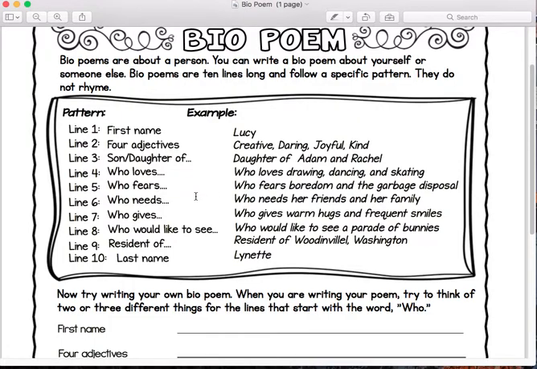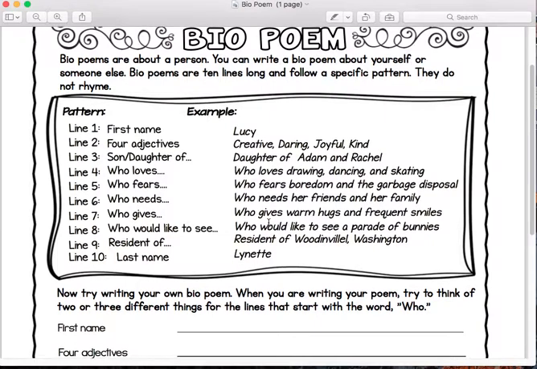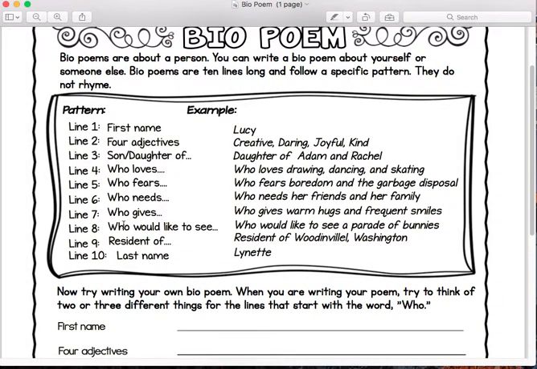Okay, line 5 is who fears boredom and the garbage disposal. So I guess this person is afraid of the sounds that garbage disposal makes. Line 6, who needs? Lucy needs, who needs her friends and family. So those are the things that she really thinks she needs. Line 7, who gives warm hugs and frequent smiles. Line 8, who would like to see. So here she's talking about some place in the world that she would like to see, or something she would like to see. So she says, who would like to see a parade of bunnies. It can be a real place, or it can be something silly, like in this poem.